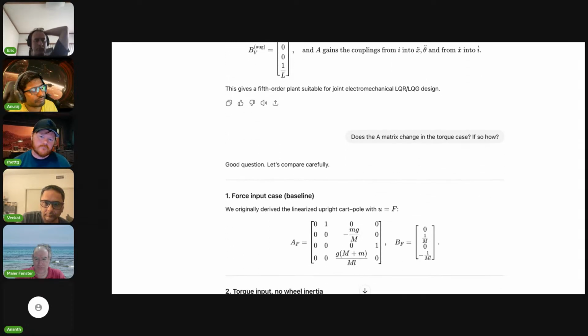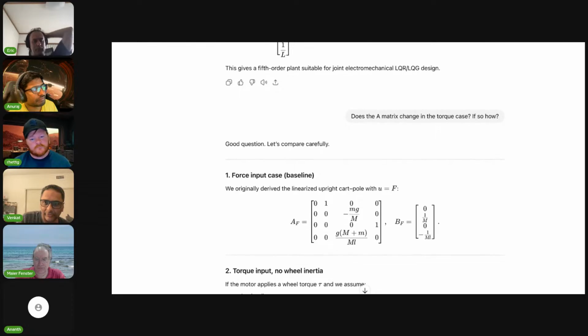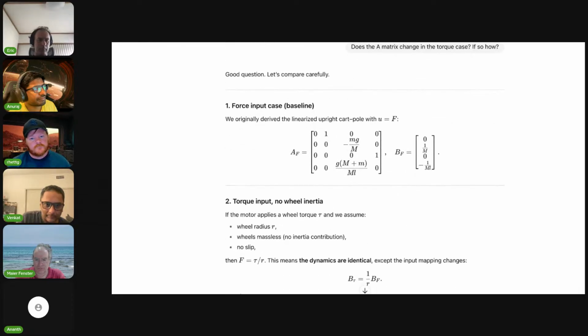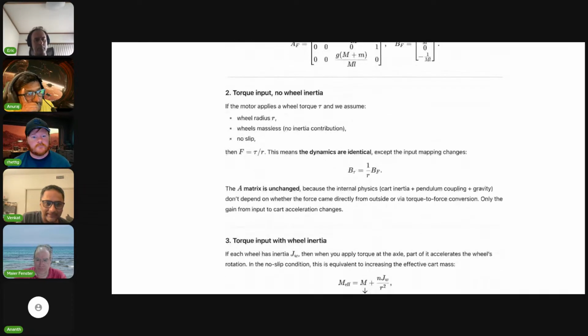All right. I'm asking it, does the A matrix change with the torque case? And basically A does not change. The B, how the input comes in. So whether you're pushing the cart or rotating the wheel with the motor, it's basically the same as far as the pendulum is concerned. It experiences a horizontal motion.